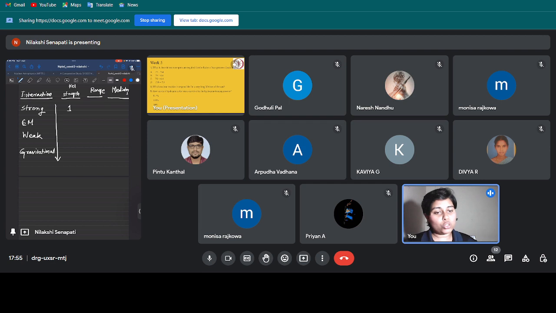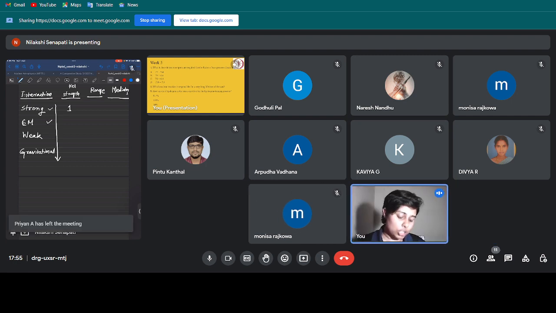That means the strongest interaction is possible in case of strong force. Then it is EM force. Then it is weak force, not the gravitational. It is weak force, and last but not the least, it is gravitation.